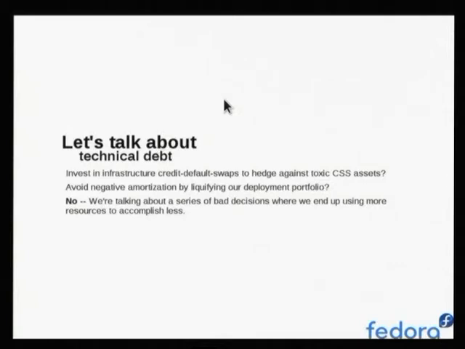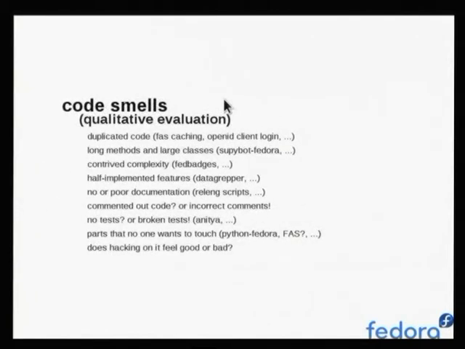But we're talking instead about bad decisions, is really what technical debt comes down to. Bad decisions that end up causing you to pay more down the line than you had to up front, which is the same way that financial debt works, is that you pay more over time than you'd originally gotten out of it. And what that looks like in practice when you're writing code usually comes out in terms of code smells, if people are familiar with the term.